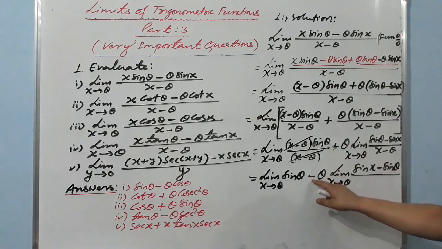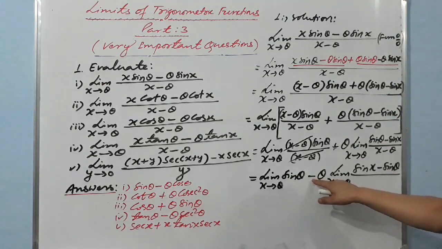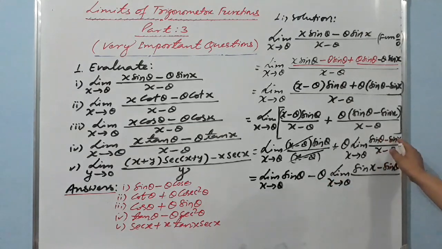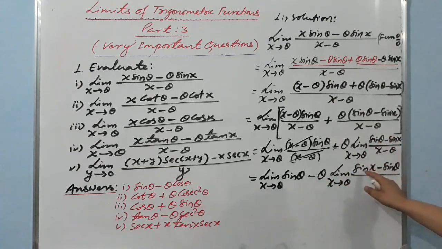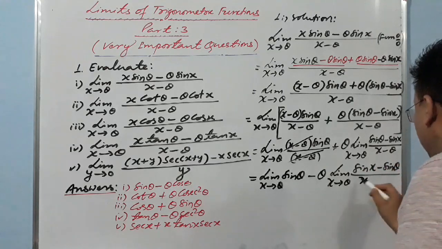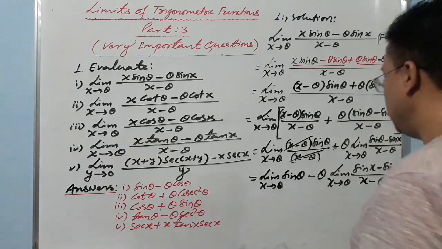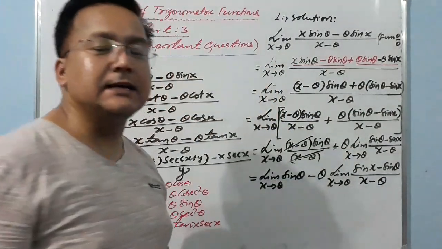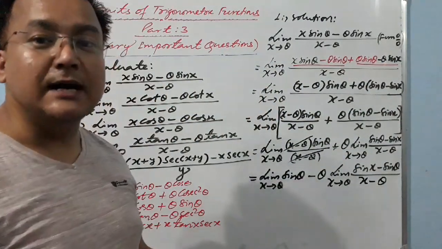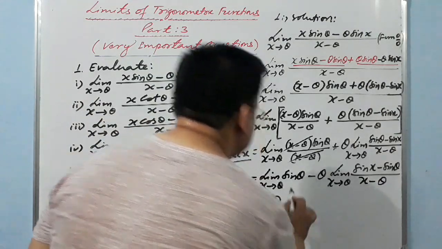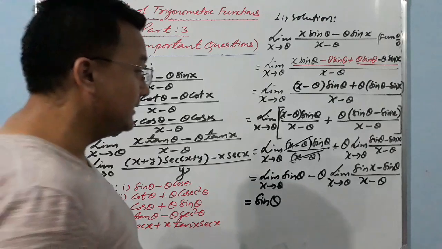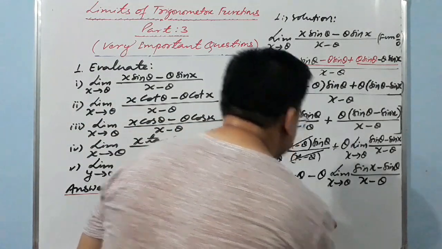Listen to me. From here, I have taken minus common, and I have written the minus on this side. If we take minus common, then this expression becomes sin x minus sin theta over x minus theta. So the limit of sin theta as x tends to theta is simply sin theta, because sin theta is constant, minus theta.